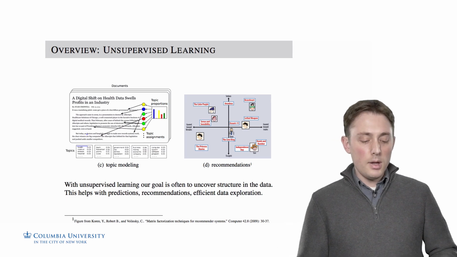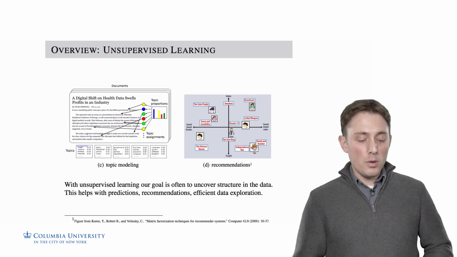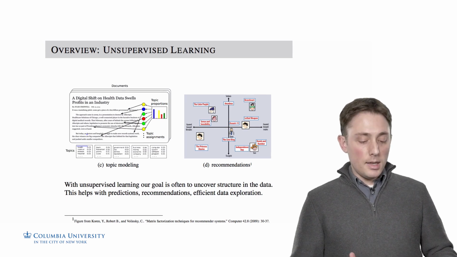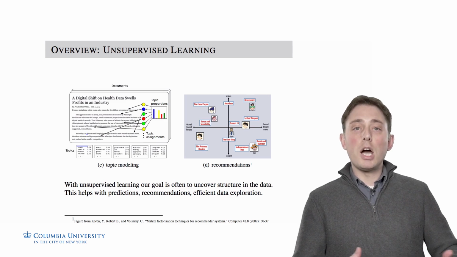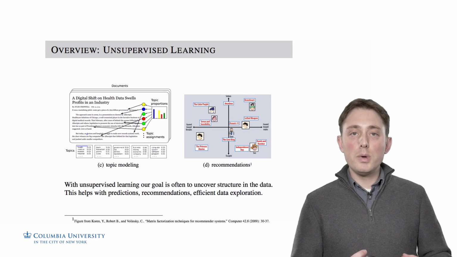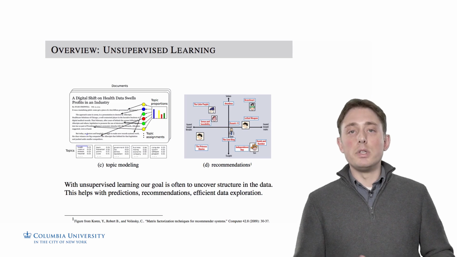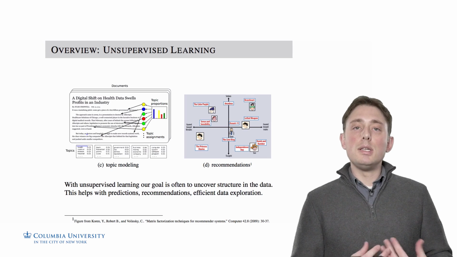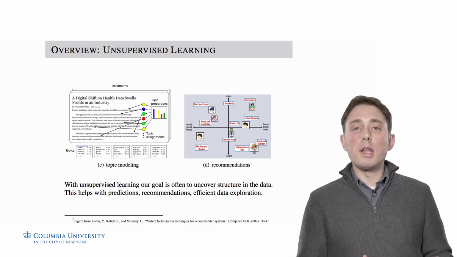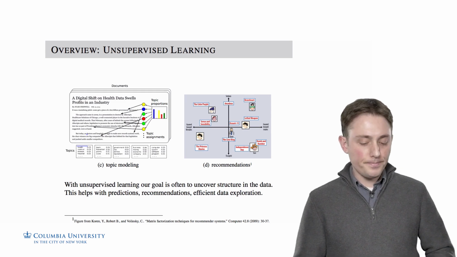So for example, with unsupervised learning, we might want to do something like topic modeling, where we have many texts, many documents provided to us. We don't have any labels for these documents. All we have is the text for each document. And then we want to extract what are the underlying themes within these documents. So that's the idea of topic modeling.